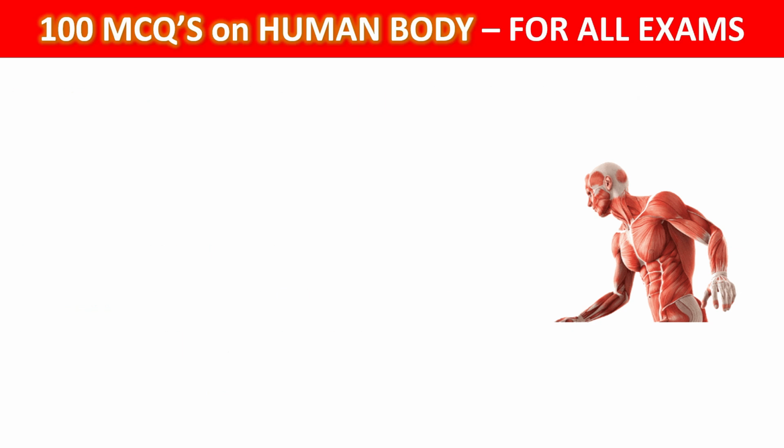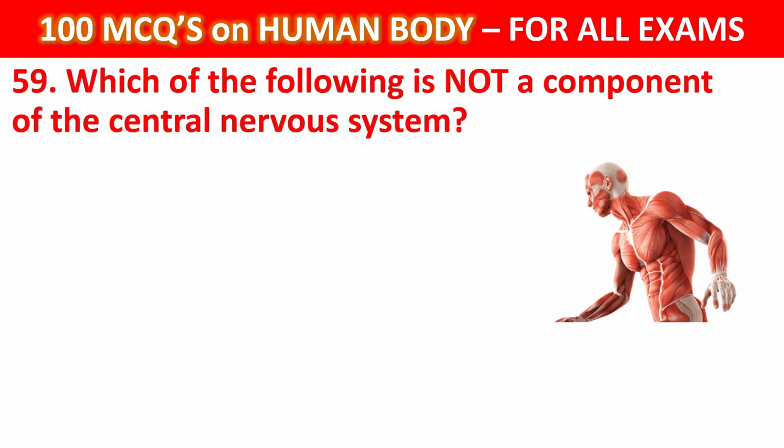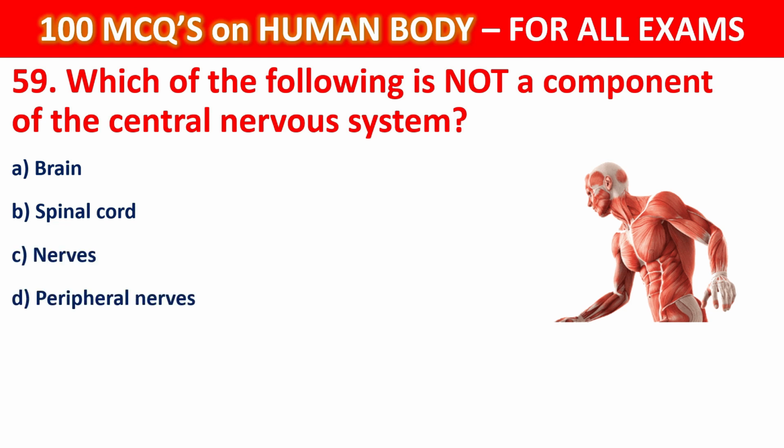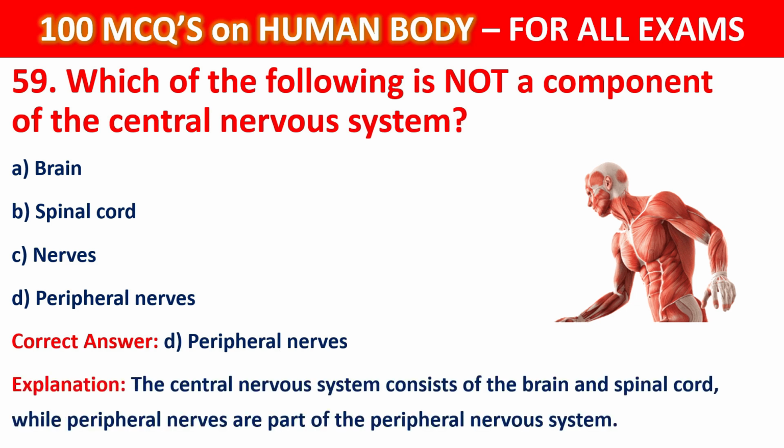Question number 59. Which of the following is not a component of the central nervous system? Your options are brain, spinal cord, nerves, or peripheral nerves. The correct answer is D, that is peripheral nerves. The central nervous system consists of the brain and spinal cord, while peripheral nerves are part of the peripheral nervous system.